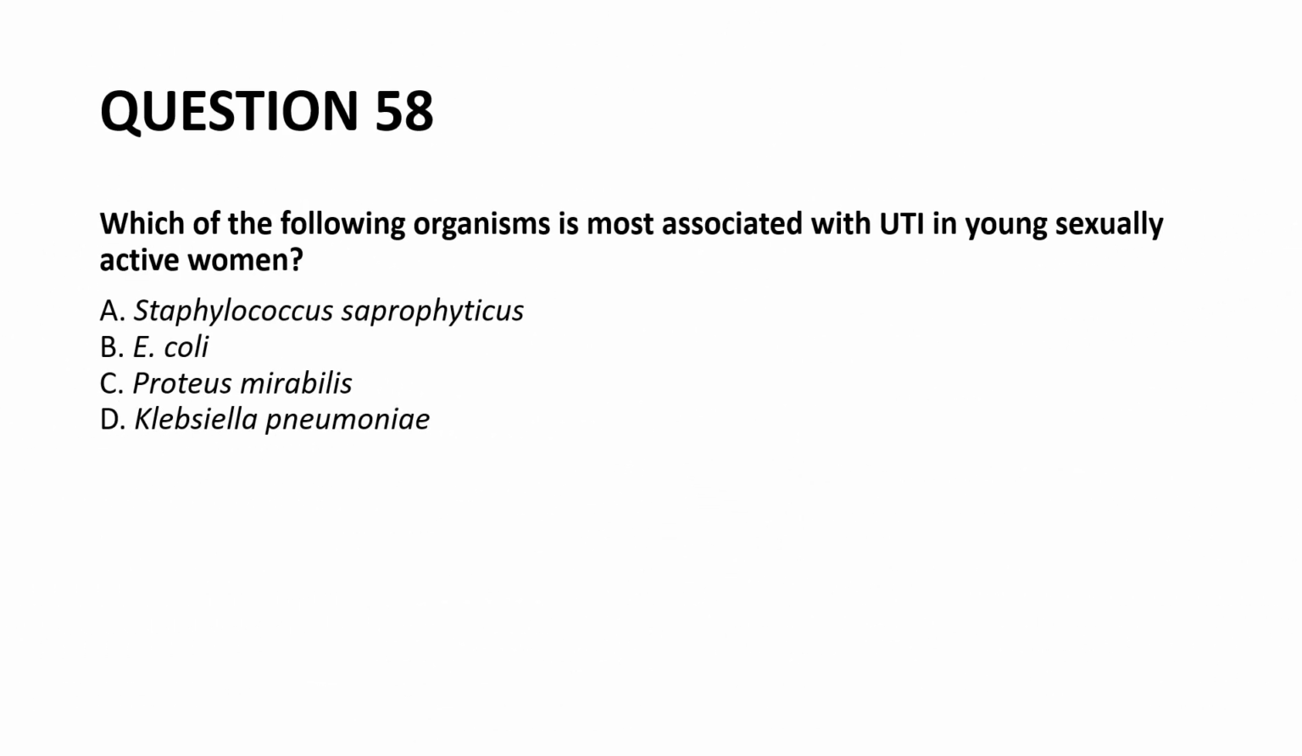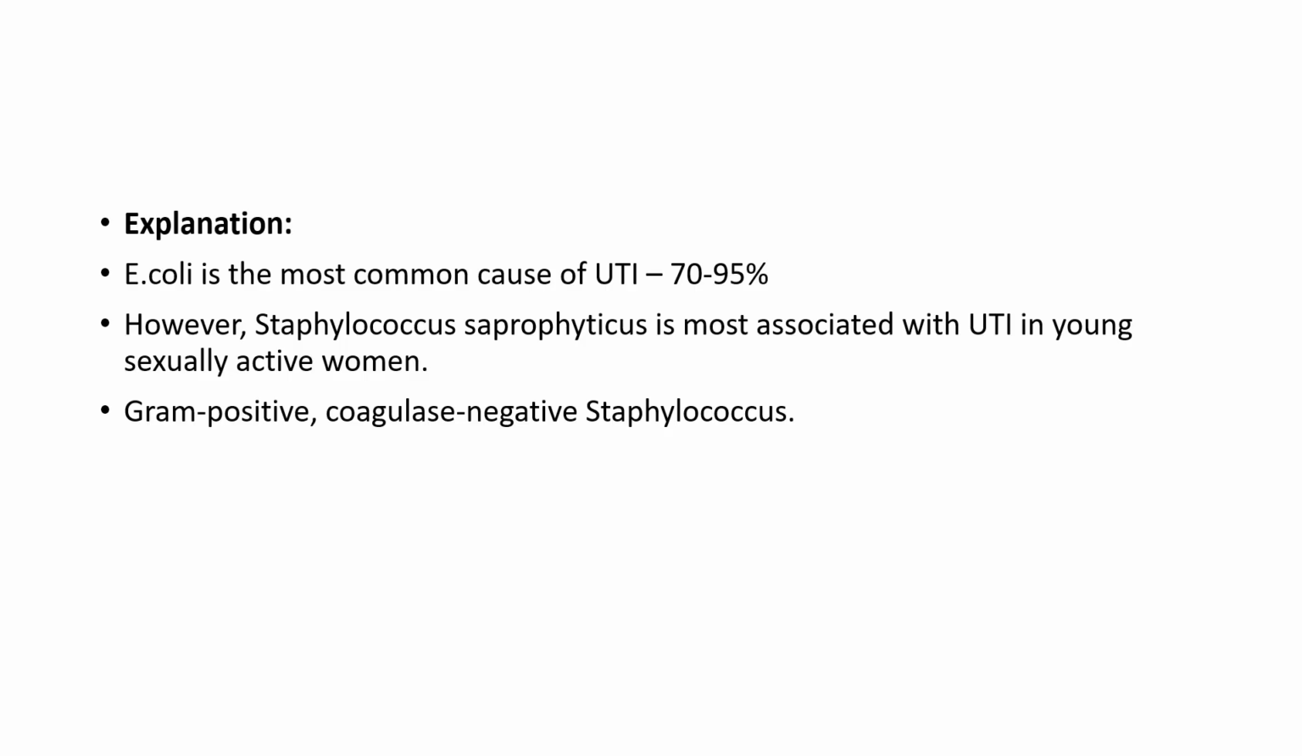Which of the following organisms is most associated with UTI in young sexually active women? Staphylococcus saprophyticus, E. coli, Proteus mirabilis, Klebsiella pneumoniae. The correct option is Staphylococcus saprophyticus. E. coli is the most common cause of UTI overall in about 70 to 95% of cases. But in young sexually active women, Staphylococcus saprophyticus is strongly associated. It is a gram-positive coagulase negative staph.